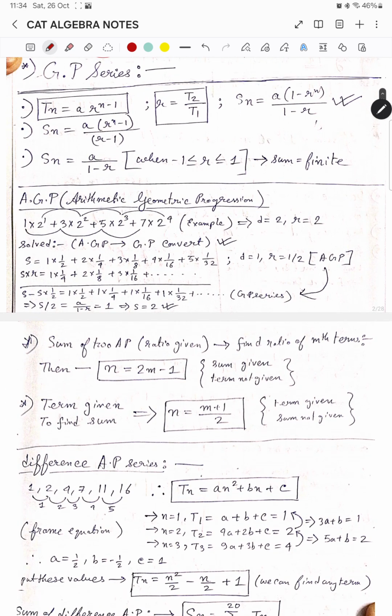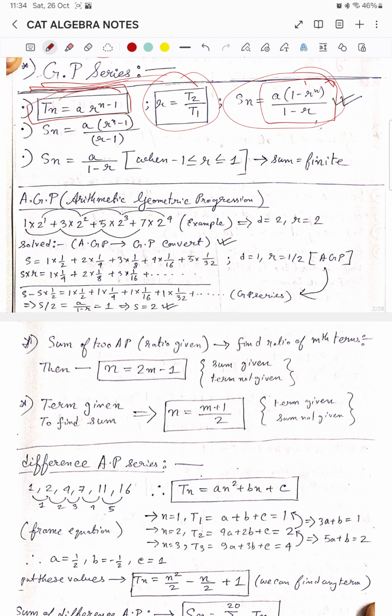And now we are entering into GP series. The nth term of a GP is Tn equals a into r power n minus 1, and r is the common ratio of this GP, geometric progression. The sum of n terms of a GP series is a into 1 minus r power n by 1 minus r, or else r power n minus 1 by r minus 1, whatever.